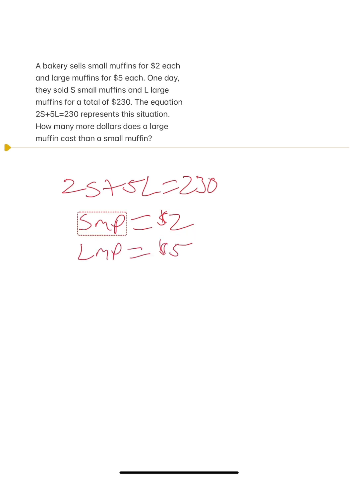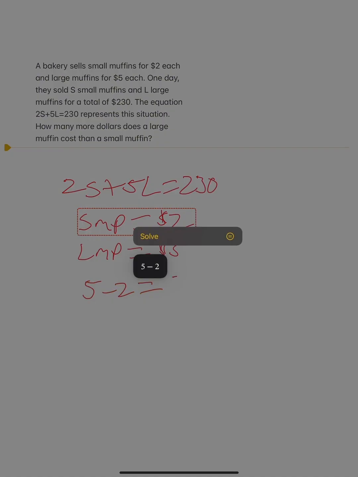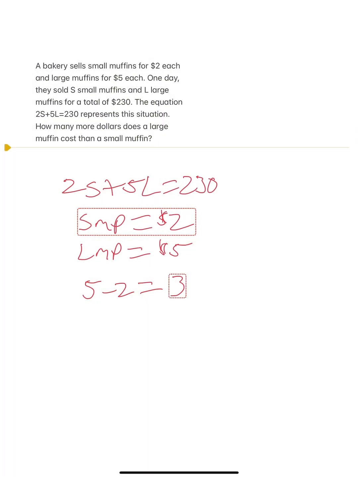So again, we want to find how many more dollars a large muffin costs than a small muffin. This is actually really straightforward to solve. We just subtract the small price from the large price, so we take 5 minus 2, which equals 3. So ultimately, a large muffin costs $3 more than a small muffin. Our final answer here is $3.